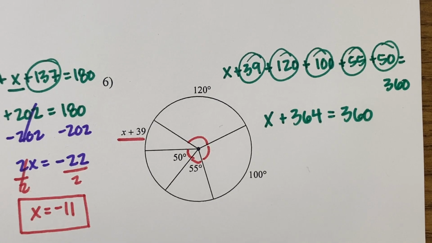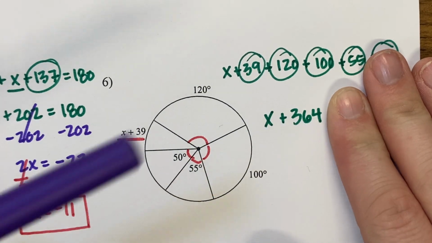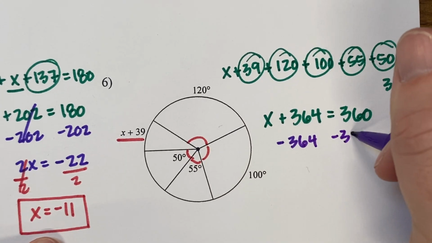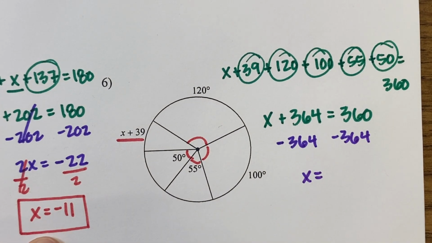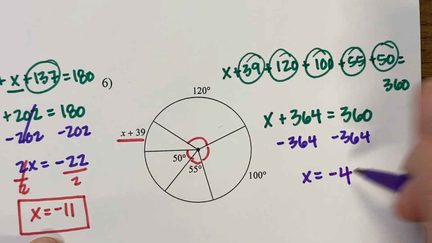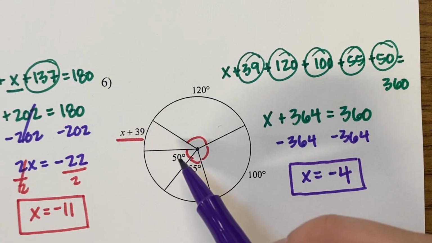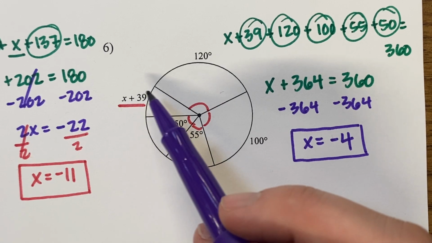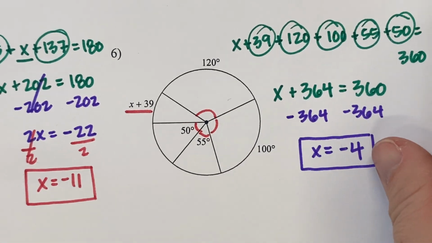Okay, well now, this is just a one-step equation. There's only one thing I have to get rid of to get my x all by itself, and it's this plus 364. Okay, so do the opposite, subtract 364, and we get x is equal to 360 minus 364 gives us a -4. And again, you might think, well, how can I get a negative? There's no such thing as negative degrees. Remember, it's what we plug in for x. So this would be -4 plus 39 would give us that degree. Okay, not too bad. Let's do 2 more examples.